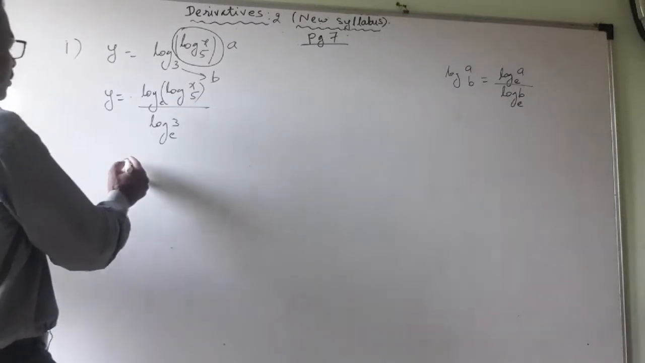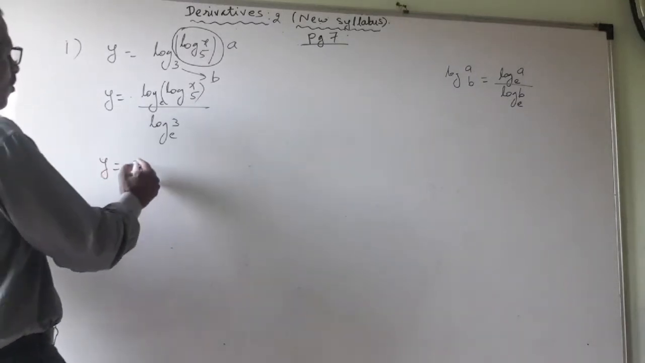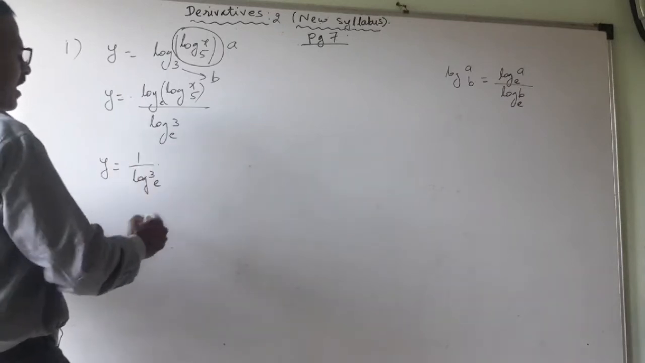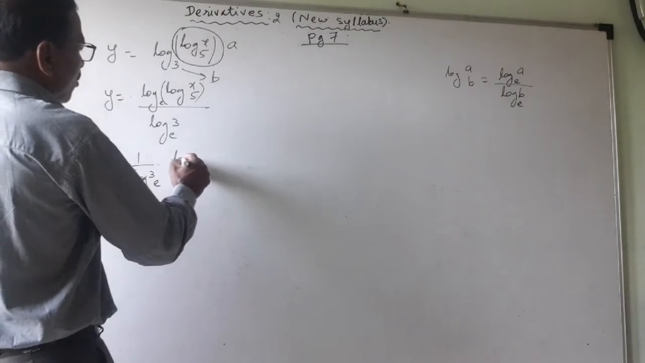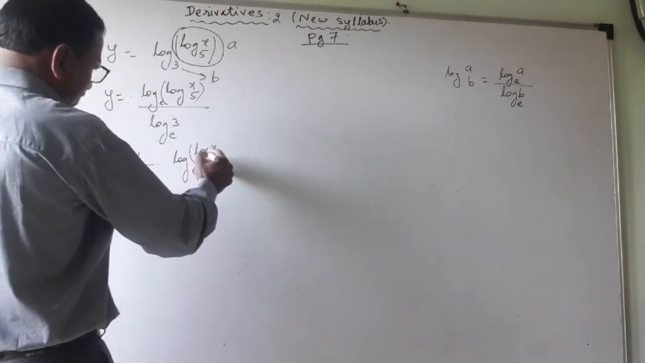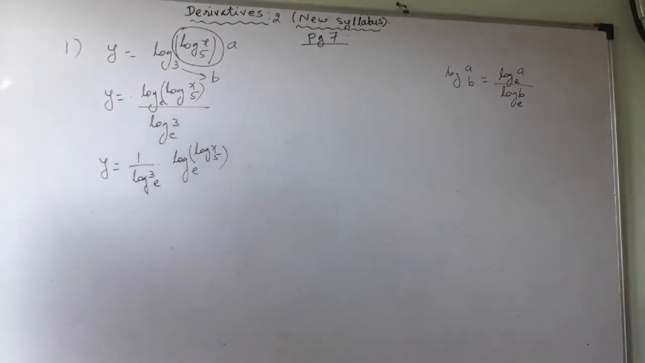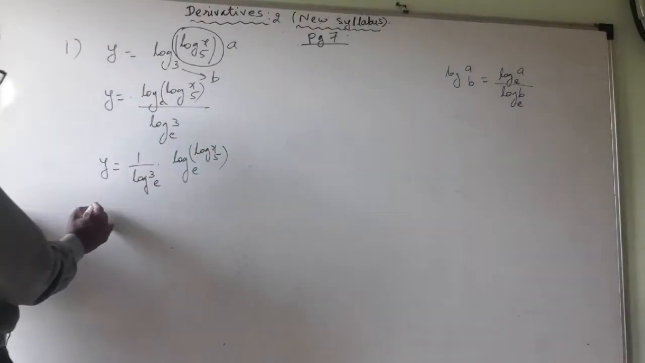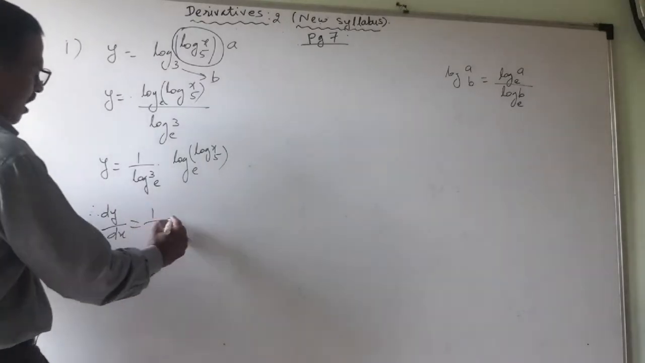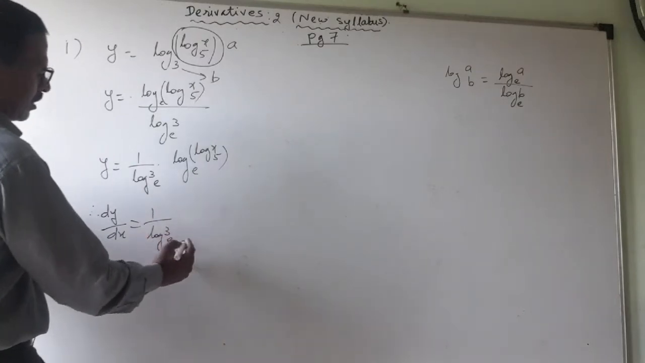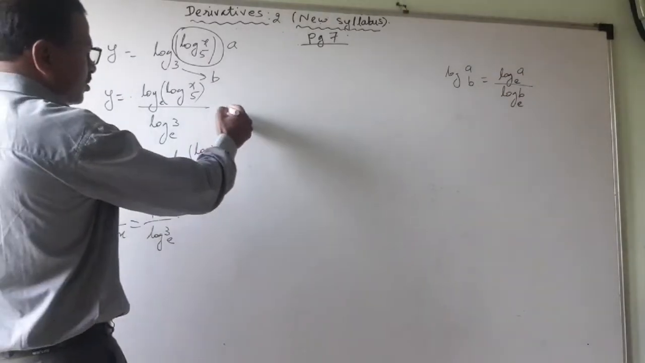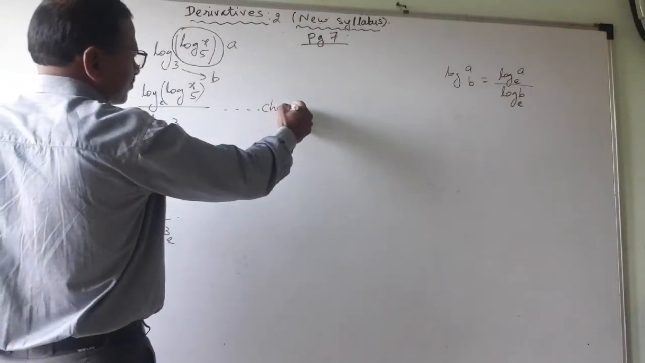So that is y is equal to 1 upon log of 3 to the base E, because this is a constant, and log of x to the base 5, and the base is E. Now I can differentiate because here the base is E. Therefore dy by dx is equal to, this is a constant, 1 upon log of 3 to the base E. Need not mention the base E. This is the change of base formula, change of base.